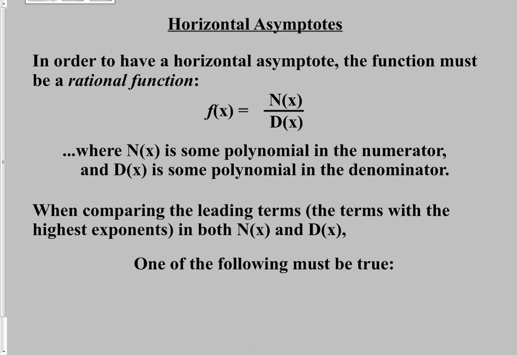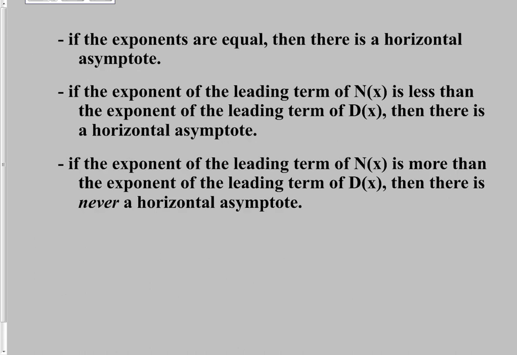Now, what we're doing is comparing the leading terms, the lead terms, and those are the ones that have the highest exponents in both the numerator and the denominator. If the highest exponents are equal to each other, meaning possibly you have x to the third in the numerator and x to the third in the denominator, there is going to be a horizontal asymptote.